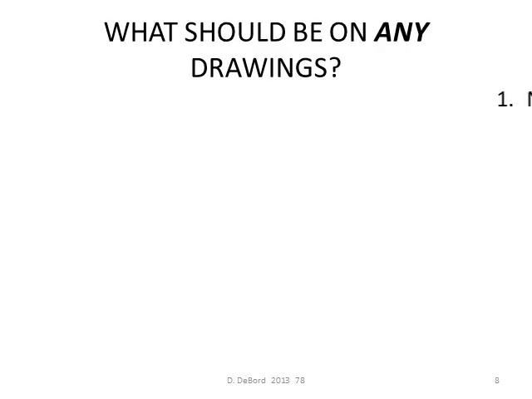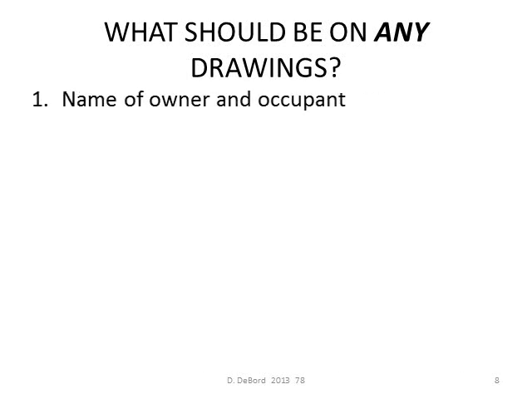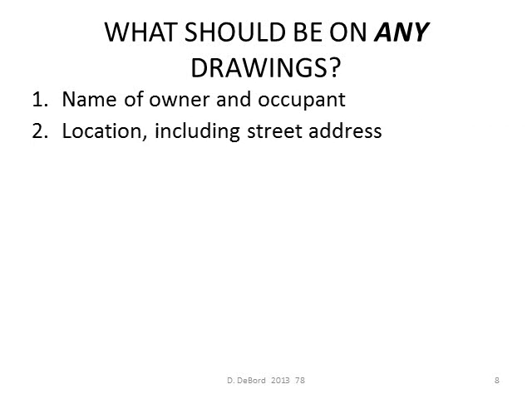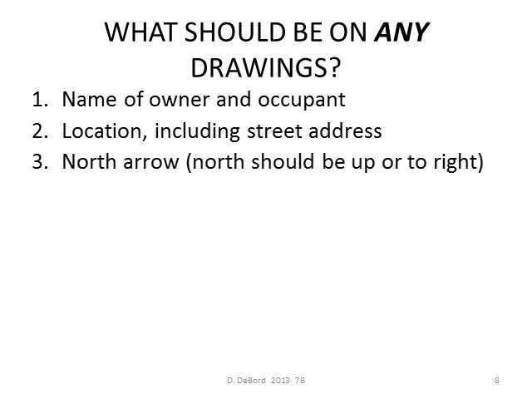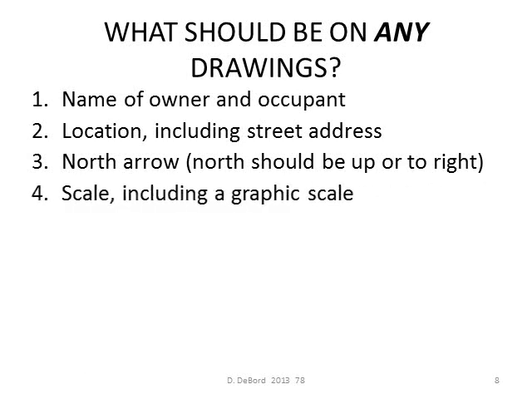But what should be on any drawing? Of course, we need the name of the owner, occupant, location, and for fire protection it's especially important to include the street address so the fire department knows where they're going. The north arrow, it has to be there, and it's supposed to be either up or to the right. People don't always follow that. Scale, including a graphic scale.